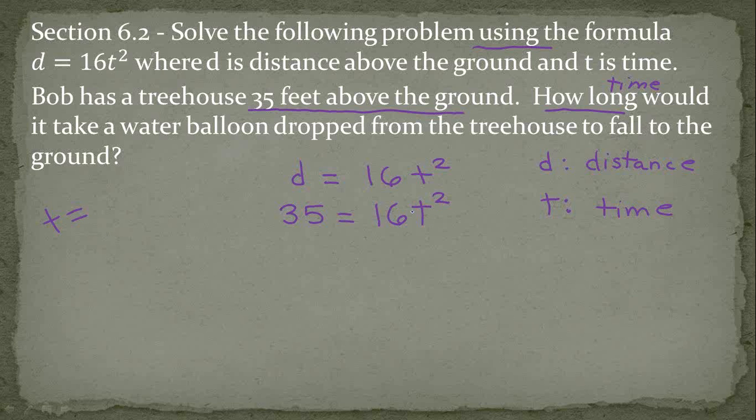So to get the t by itself, the opposite of multiplying is dividing. I'm going to divide by 16 first. And then I have t squared equals 35/16. I'm just going to leave this as a fraction. It's fine. It doesn't simplify. That way I don't have to round, and I'll get as close to the exact answer as I can.